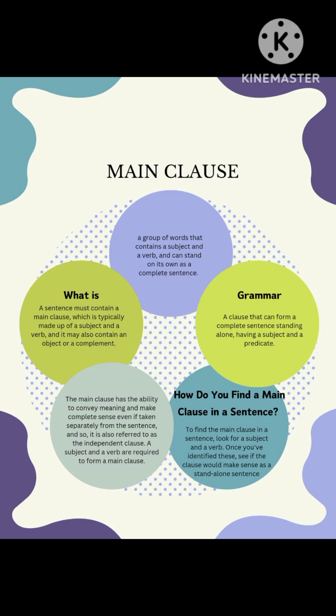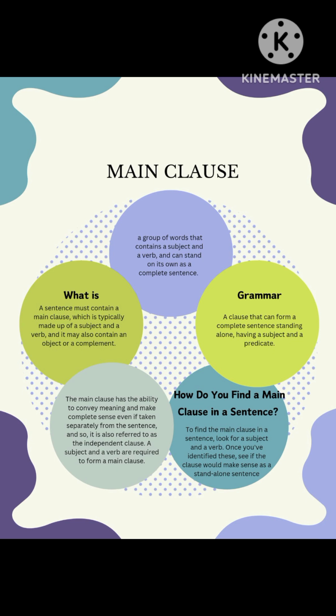Main clause. The main clause is a clause that can form a complete sentence, standing alone, having a subject and a predicate. A main clause is also known as an independent clause, superordinate clause, or base clause. Each sentence needs at least one main clause to be complete. When writing, the most important information should be included in the main clause, while less important information can be placed in a dependent clause.